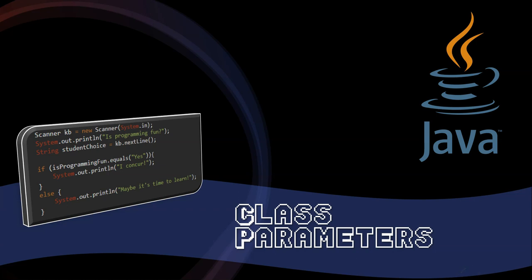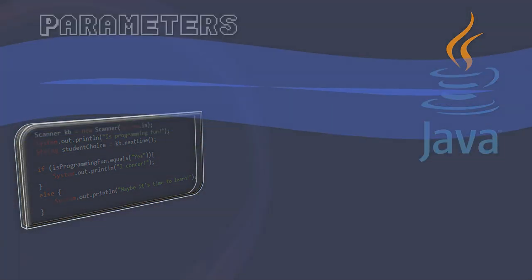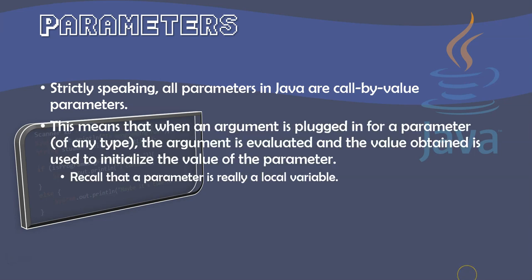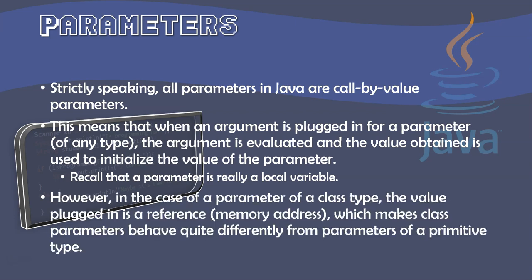And welcome back. As we continue discussing our programming journey, let's dive into a look at class parameters. When we're talking about parameters, strictly speaking, all parameters in Java are what are known as call by value parameters. This means that when an argument is plugged in for a parameter of any type, whether it's int, char, bool, whatever, that argument is evaluated and the value obtained is used to initialize the value of the parameter. Because if you recall, a parameter is really just a local variable.